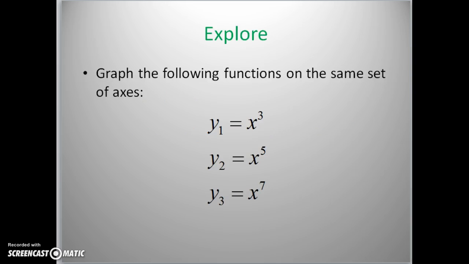So we're going to start with an exploration. We're going to graph three functions on the same set of axes. I have these functions written in terms of x and y instead of function notation because I'm going to graph them on my graphing calculator. So I'm graphing in y1, x to the third, in y2, x to the fifth, and in y3, x to the seventh.